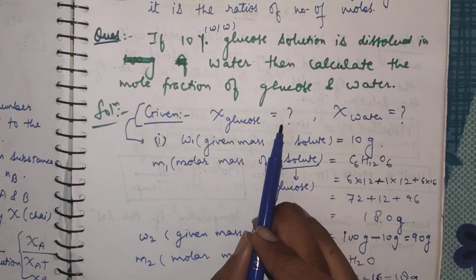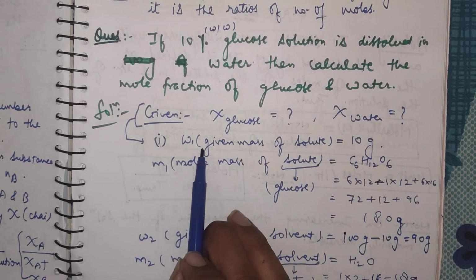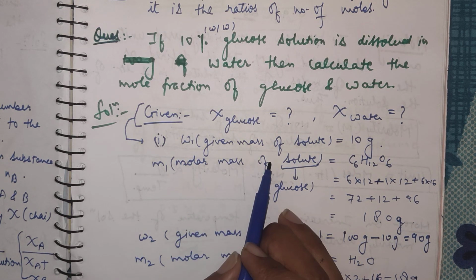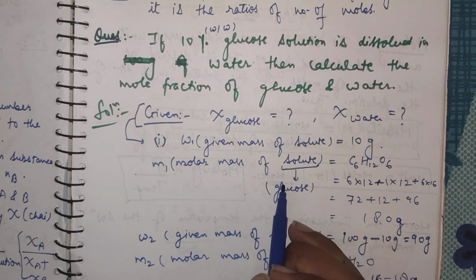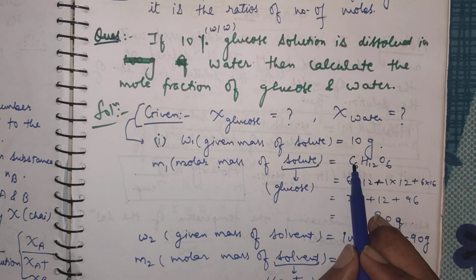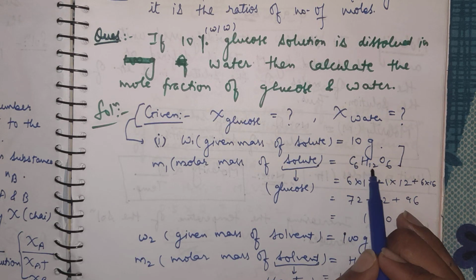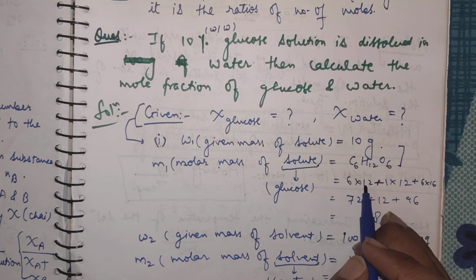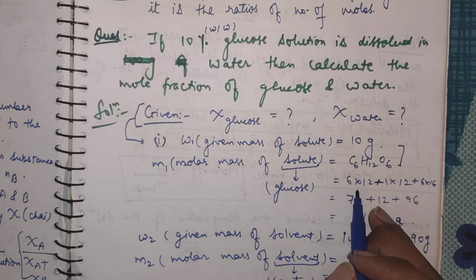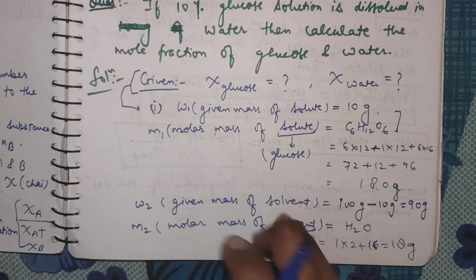So we have to calculate the mole fraction of glucose and the mole fraction of water, and what are the given values? Given mass of solute. Here the solute is glucose and the solvent is water. So the molar mass of solute can be calculated using the formula C6H12O6, on putting the value of atomic masses of each element. We will get the result, that is 180 gram.